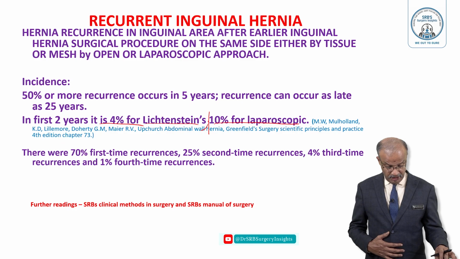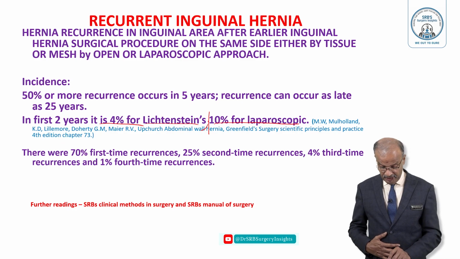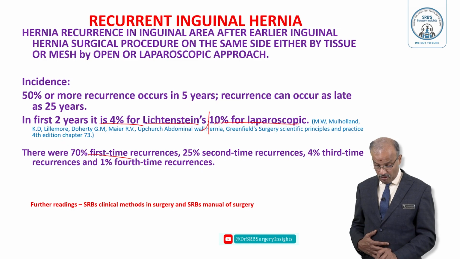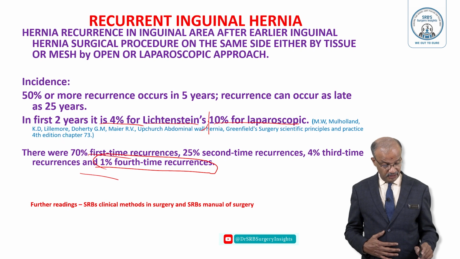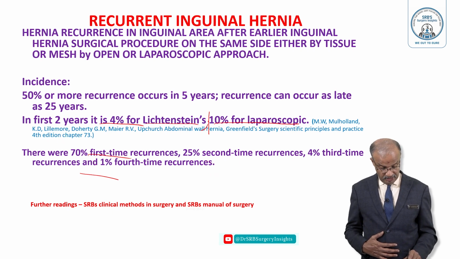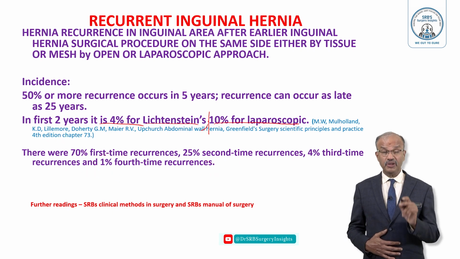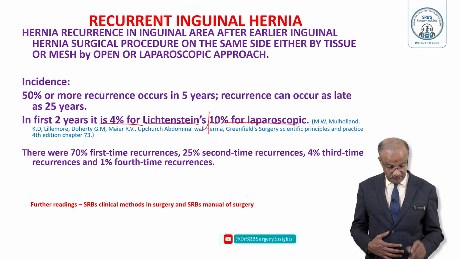First-time recurrence is 70%, second-time recurrence 25%, third time 4%, and even a fourth-time recurrence can occur. Remember, these are the important things you have to remember. How many times does recurrence commonly occur? This is the point you have to remember.